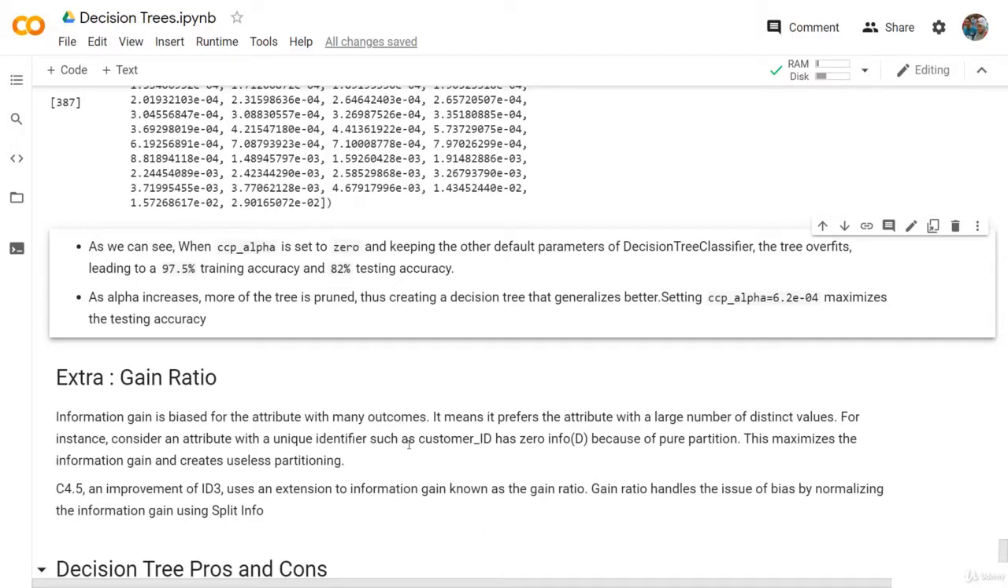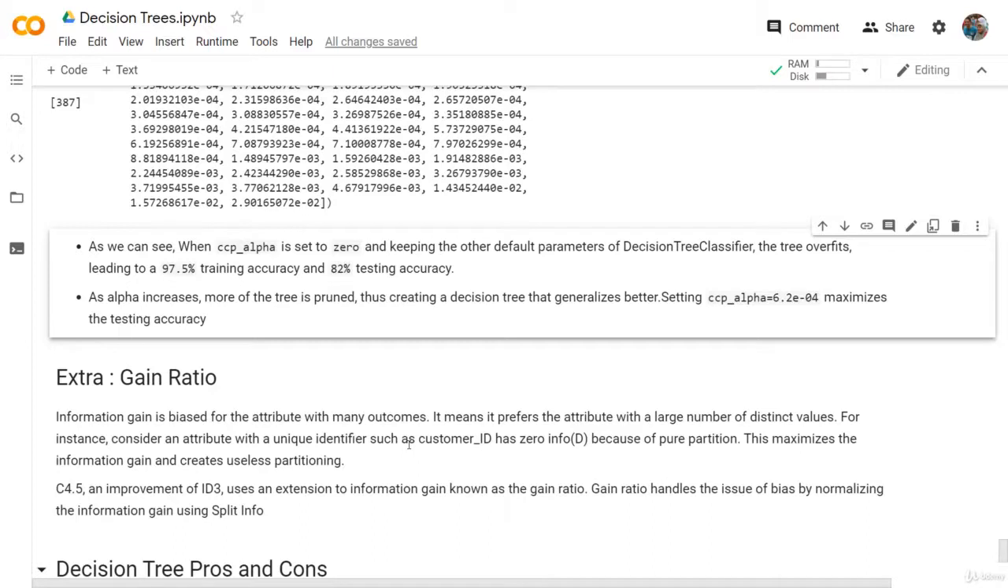So instead of ID3, we have an improvement called C4.5. If you check the implementation of sklearn, you'll find that it's a hybrid between ID3 and C4.5. C4.5 is the latest version, or the most efficient way to write a decision tree. And it's basically using an extension to the information gain known as the gain ratio.